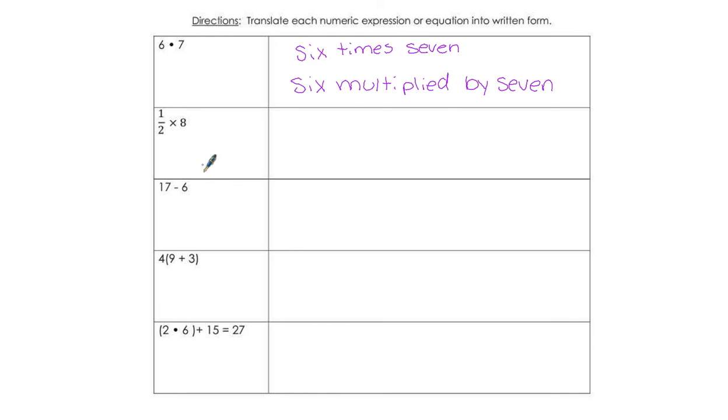Now our next one is a half times 8. So half of 8 is one way. Half is representing our number, of is multiply, 8. Or we can also say 1/2 times 8.